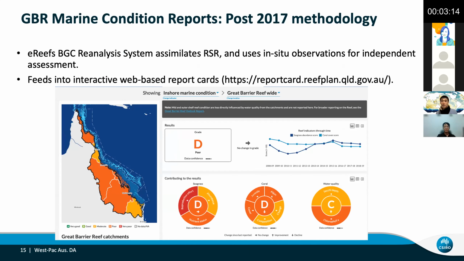So the consequence is from 2017 through to present, we now use the GBR reanalysis system to produce these annual water quality cards. And this can now be accessed through an interactive portal through the GBRF.